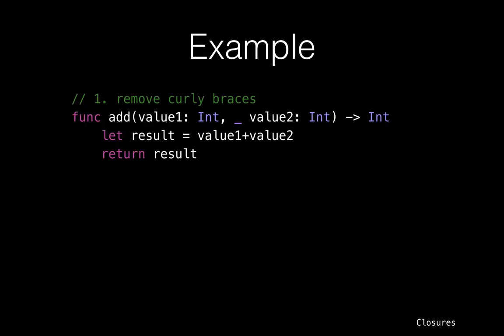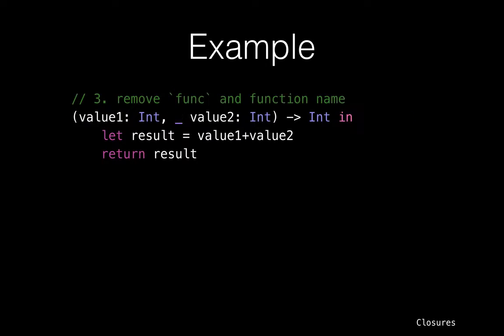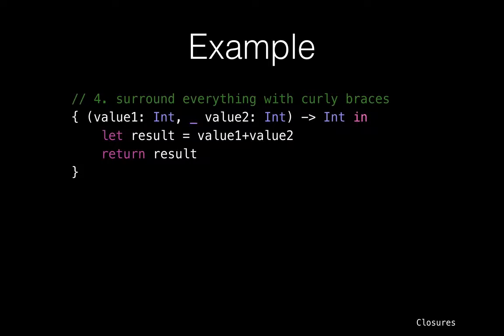So at first, we've got the full add function, and we're removing the curly braces as this was the first step in the process. The second step is to add the in keyword between the argument list and the function body, which we're doing here. The third step then is to remove the func keyword and the function name, which we're doing here. So we're left with only the argument list and the return type in the function signature. And finally, what's happening is we have to surround everything with curly braces, and now we just created a closure from a function with a name.